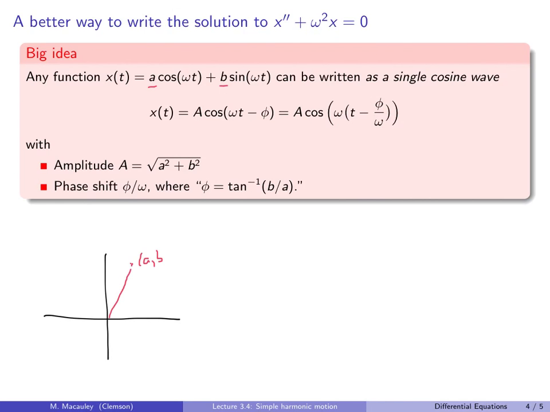Then if you take your calculator or computer and you type in inverse tangent of b over a, it will give you the right answer. It will give you this angle phi. And recall, just to remind you where this formula came from, just by basic trigonometry, this length is a, and this is, by the Pythagorean theorem, the square root of a squared plus b squared.